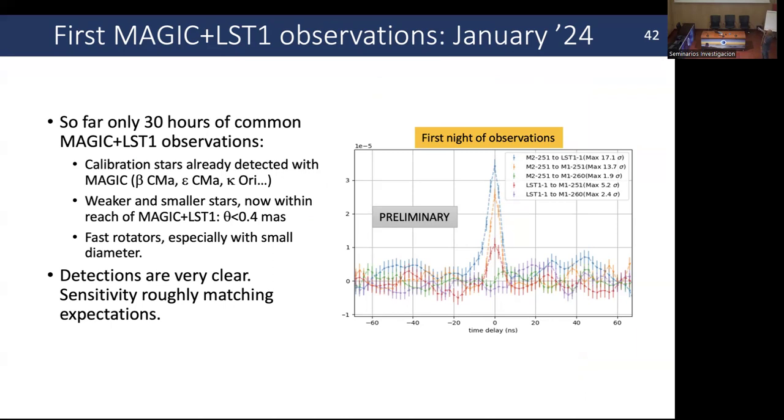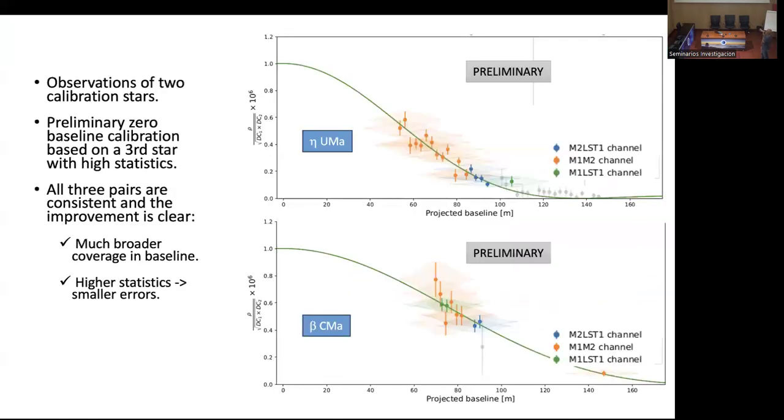We've been looking already at weaker and smaller stars, less than 0.4 milliarcseconds, which will be interesting, as you will see, for fast rotators. So this is also what you can see for a couple of stars. Now, not only with the MAGIC 1, MAGIC 2 correlations in orange, but also in blue and green with MAGIC 2 LST1 correlations and MAGIC 1 LST1 correlations. So we are doing this already with the 3 telescopes.